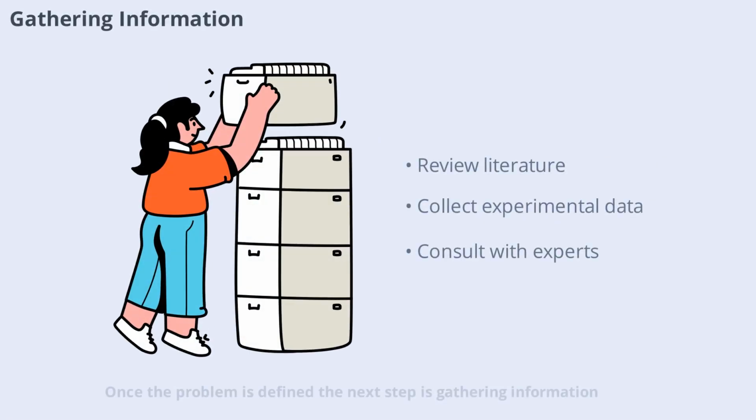Once the problem is defined, the next step is gathering information. In life sciences, this involves reviewing scientific literature, collecting data from experiments, and consulting experts. Accurate and comprehensive information is crucial for understanding the problem's scope and potential solutions.